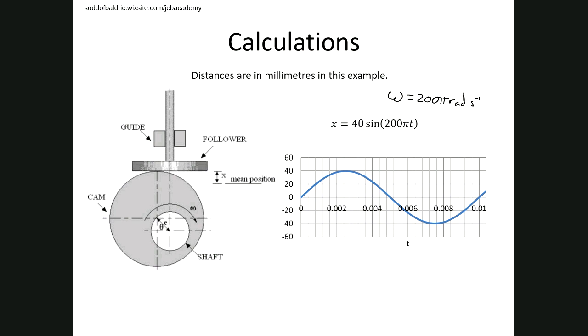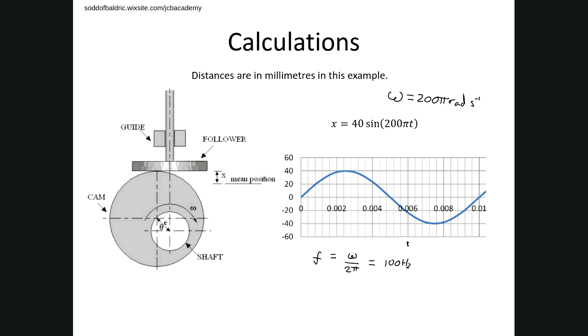We can convert rads per second to hertz by changing a radian into a cycle, and a cycle is one complete period. Now there are 2 pi radians in one complete period, so all we have to do to get the frequency in hertz is divide omega by 2 pi. So our frequency is 100 hertz in this example.